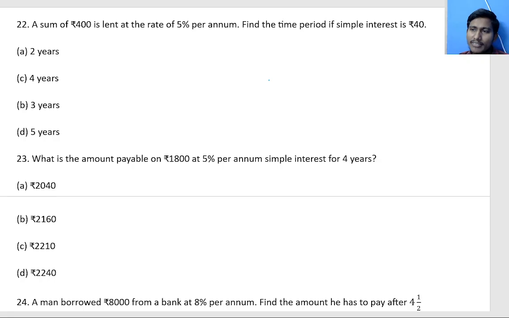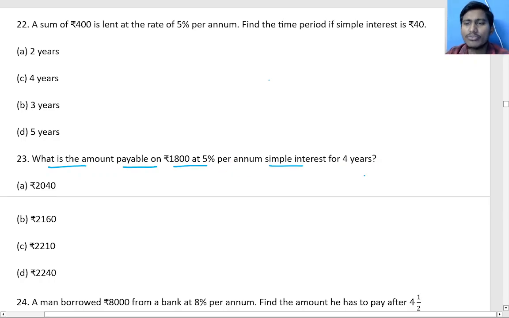Okay, fine. So let us go to the next, that is question 23. Question 23 is very easy. See here, what is the question? We have to find the total amount. What is the amount payable on 1800 at 5% per annum simple interest for 4 years?